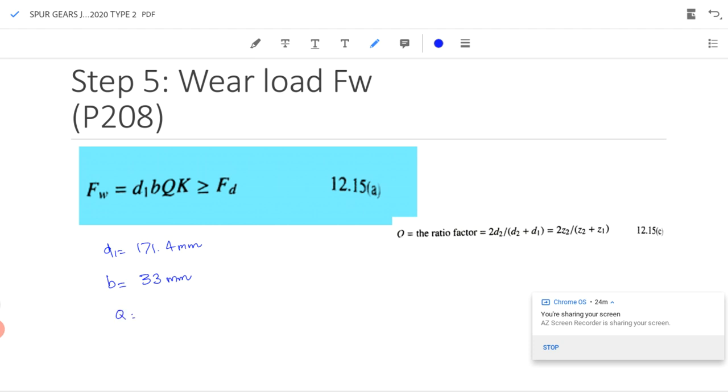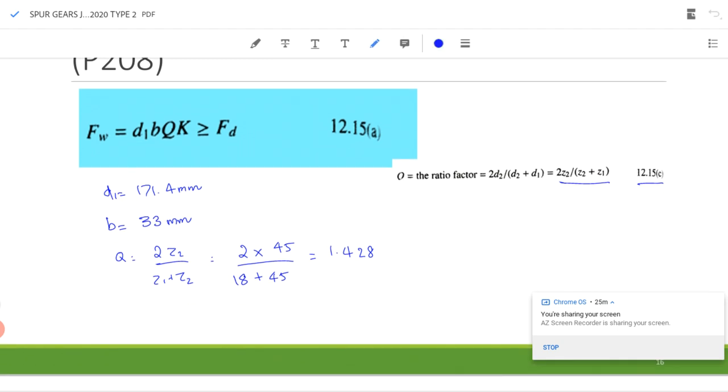Phase width B equal to 33 mm. Q equal to 2Z2 by Z1 plus Z2 from equation 12.15C. So 2Z2 by Z1 plus Z2 equal to 2 into Z2 was equal to 45 divided by Z1 equal to 18. We will get Q equal to 1.428. So after substituting all these values, I will get Fw in terms of K. Fw will be equal to D1BQK, that will be equal to 10759K.